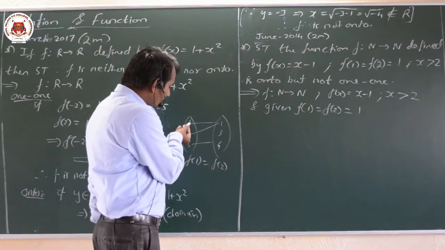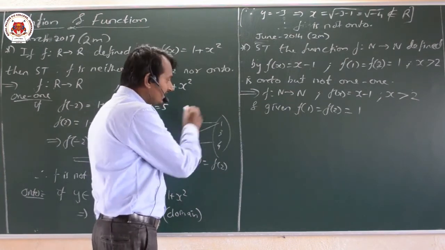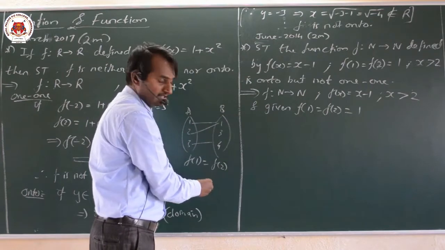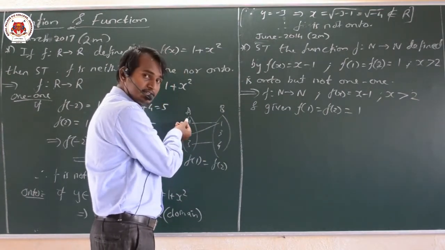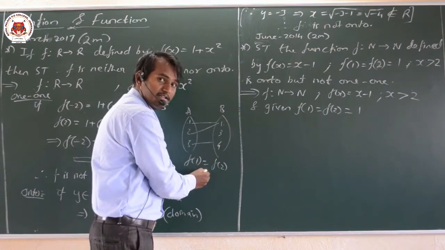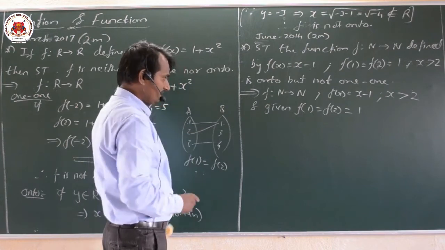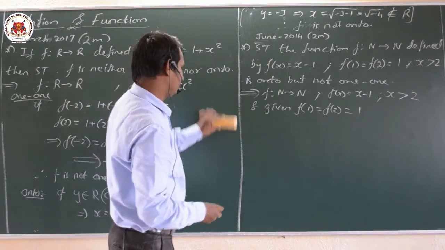That means for every different element of the set A, we should have a different image in the set B. But what we are having is that 2 values of the set A have the same image in the set B. It happens here. Therefore it is not a one-one function. We should not have it like this. Therefore it is not one-one.